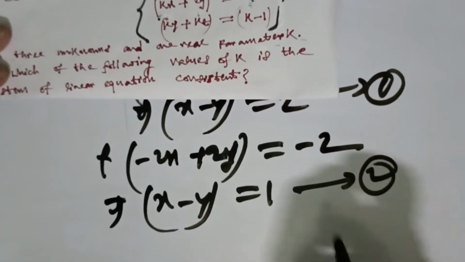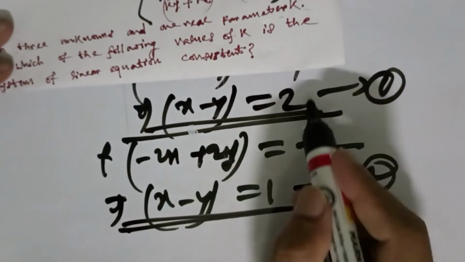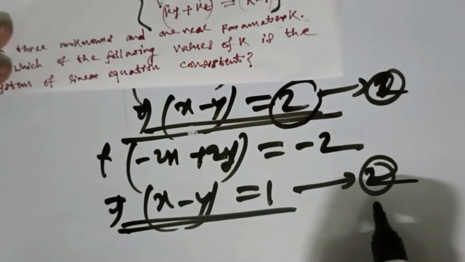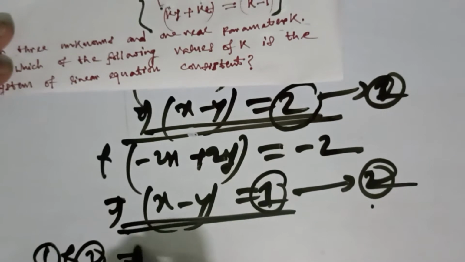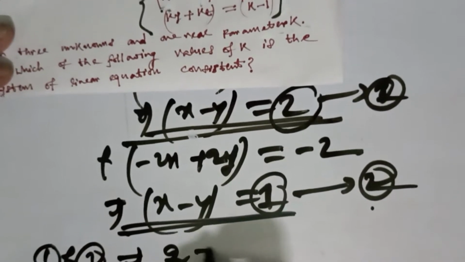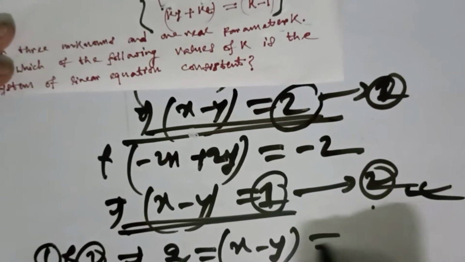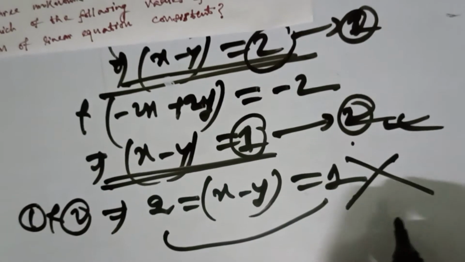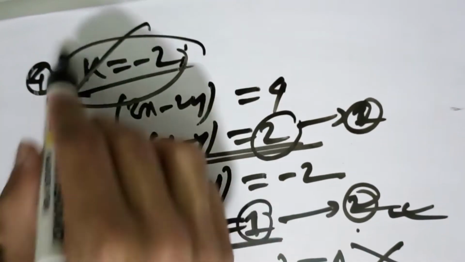So this gives x minus y equal to 1. Name it 2. From 1 and 2 we see that both left-hand sides are equal, so the right-hand sides should be equal. The right-hand side of equation 1 is 2 and of equation 2 is 1, so 2 should be equal to 1. We can write 2 equal to x minus y, and from equation 2 we get 1, so 2 equal to 1. But 2 is never equal to 1, so it is a contradiction. So k can never be minus 2, and option 4 is incorrect.